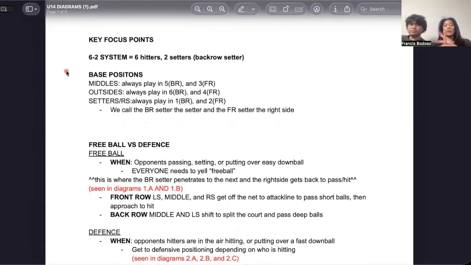Cool. So key focus points. We run a 6-2 in our perfect system. That's where we have six hitters on the court, all of you have a chance to hit, and we have two setters. When our right side is front row, they're just a hitter, and when they're back row, they're a setter. Our middles will always play in five when they're back row, and in three when they're front row. Outsides will always play in six back when they're back row, and four when they're front row. Setters will be in one in back row, and the right sides will be in two in our front row. We'll call the back row setter our setter, and the front row setter our right side. But the same thing applies, it doesn't really switch.